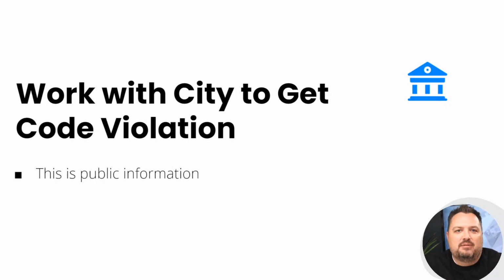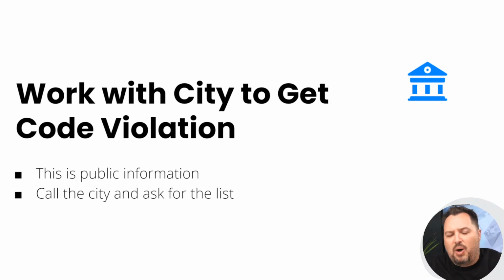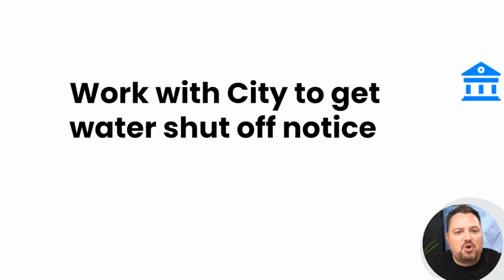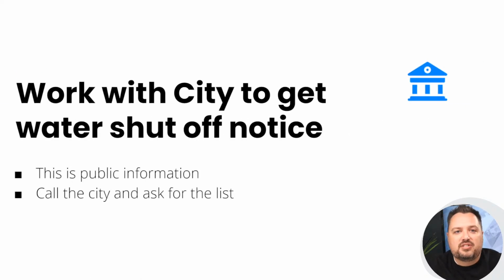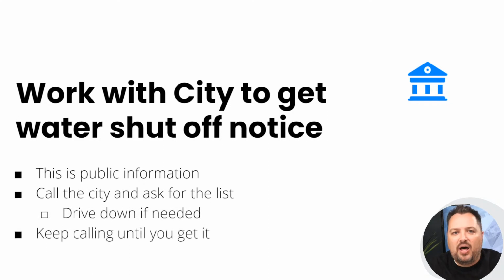The other thing to look at is code violations. It's public information. You can call the city. You can drive down if needed. Keep calling them until you're getting them. Water shutoff notices can be a great way to find some properties as well.